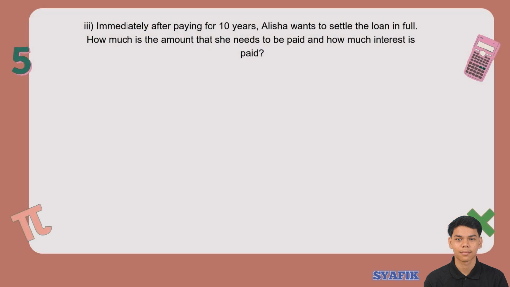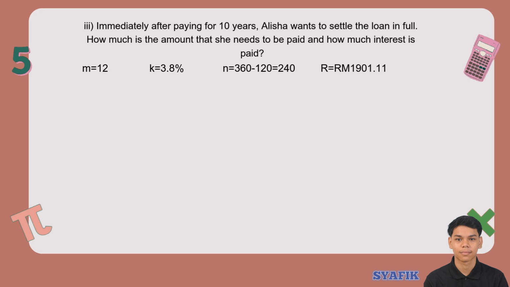Next question. Immediately after paying for 10 years, Alicia wants to settle the loan in full. How much is the amount that she needs to pay and how much interest is paid? M is 12. The N is 360 minus 120 equal to 240 months. The monthly payment is 1,901 ringgit 11 cents.